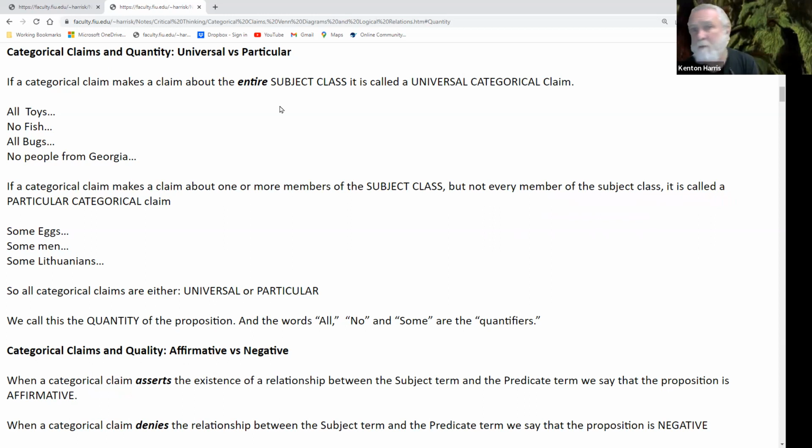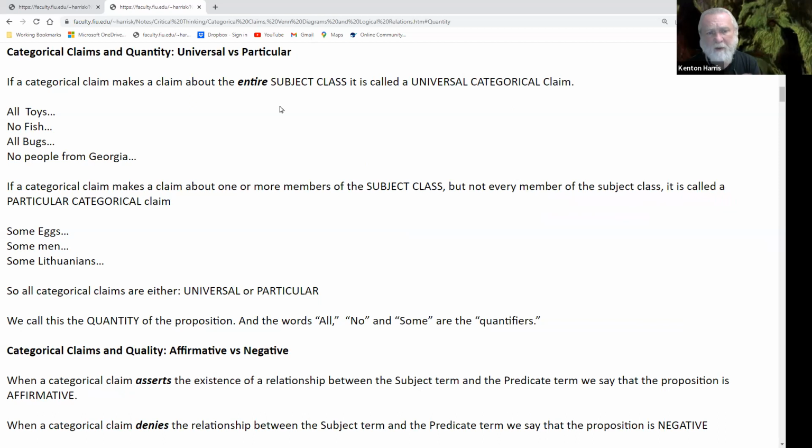So if I said some eggs or some men or some Lutherans, right? Well, I'm not talking about each and every member of the set. I'm merely saying some subset of the entire universe, right? Now, note that all categorical claims are either universal or particular.